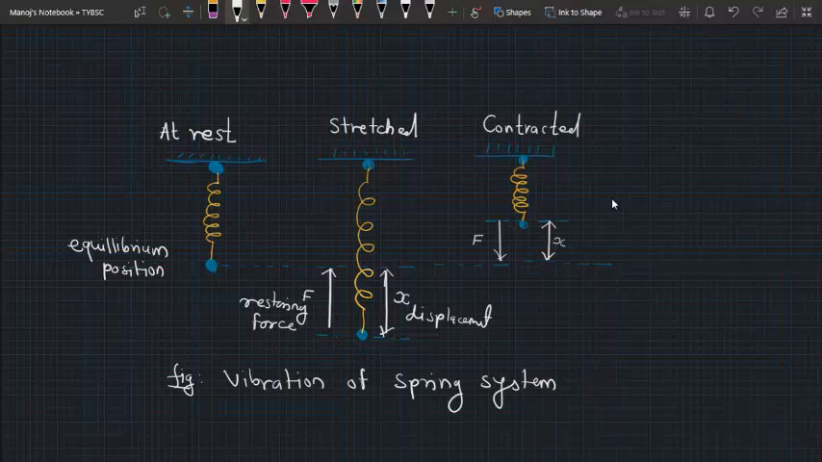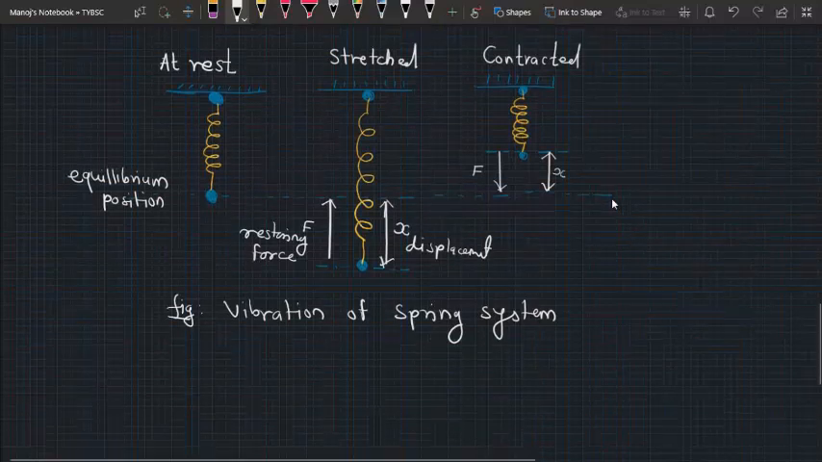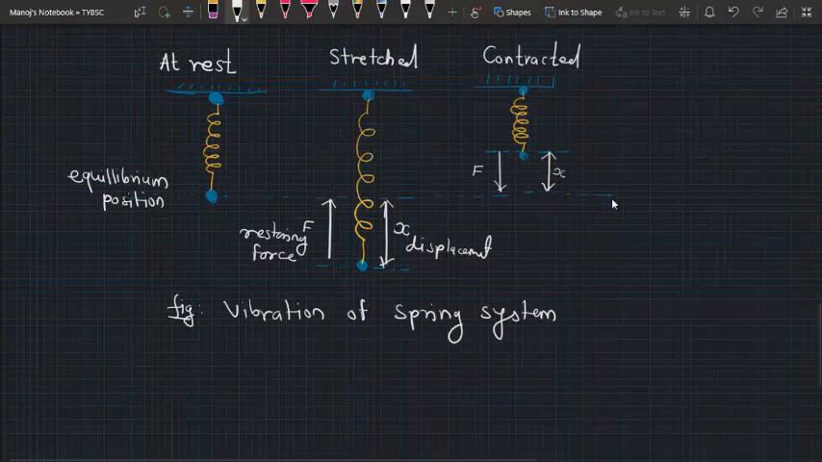Again this atom will come downwards, and this spring will continuously vibrate about this mean position. Okay, so this restoring force acts in the opposite direction to the displacement. Due to this restoring force, the spring is brought back to its original position.